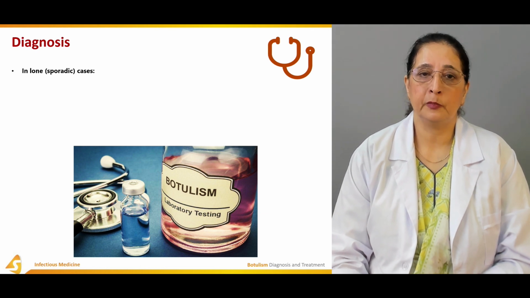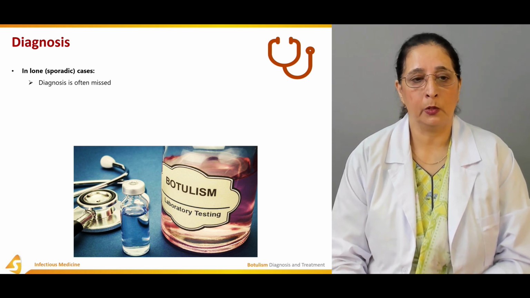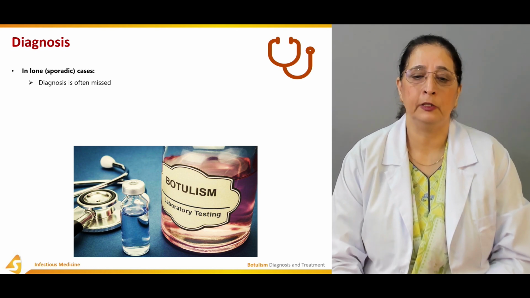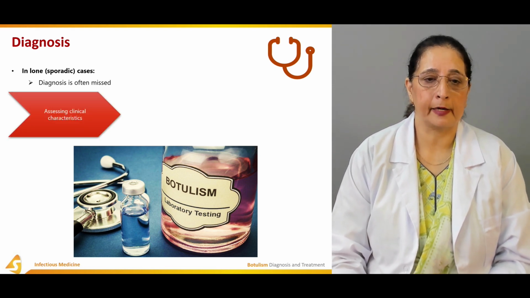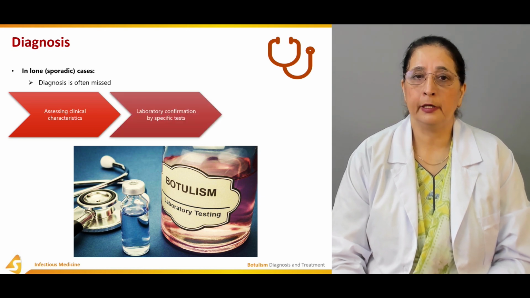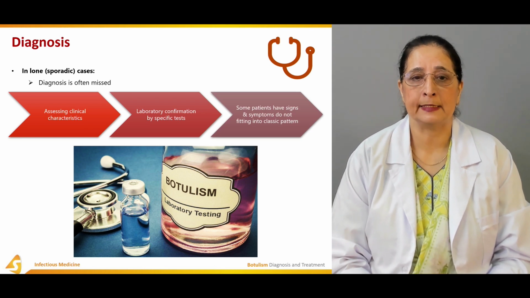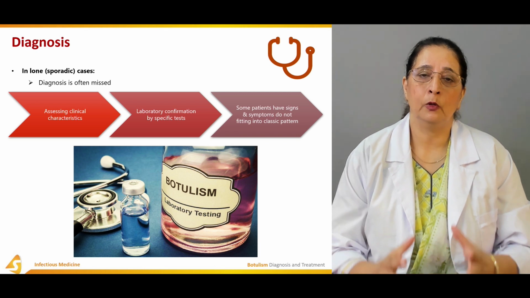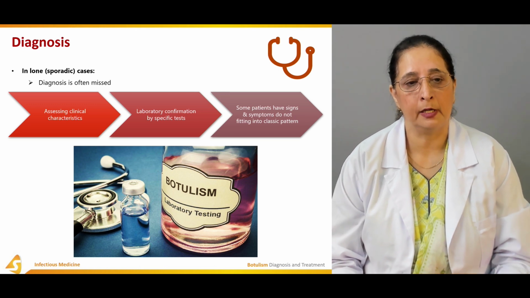In lone sporadic cases, diagnosis is often missed. So in sporadic cases of botulism, the diagnosis can be missed. Assessing clinical characteristics, lab confirmation by specific tests, and also some patients have signs and symptoms not fitting into the classic pattern of botulism. So lone, sporadic cases can often be missed.